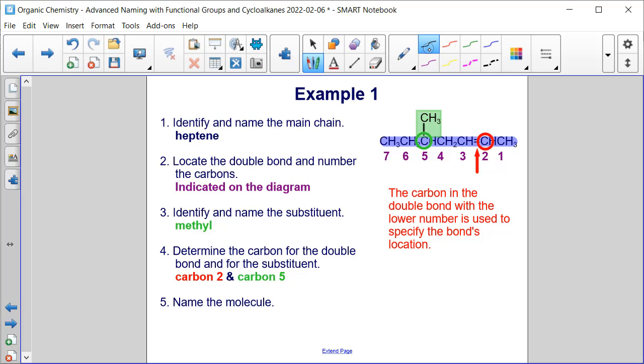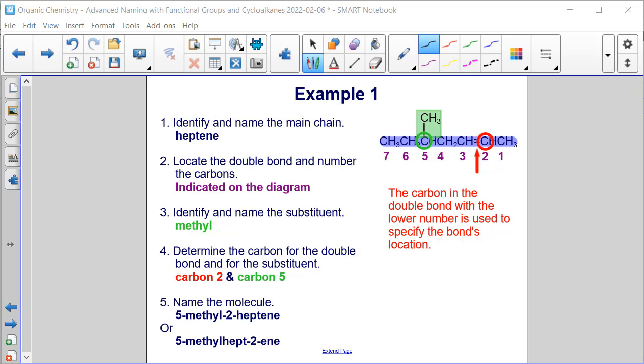Okay, so the last step, once we've identified those important carbons, is to name the molecule. So we'll start with the substituents. So we've got 5-methyl, and then it's heptene, but where is the double bond? The double bond is on carbon 2, so we'll say 2-heptene. So 5-methyl, 2-heptene.